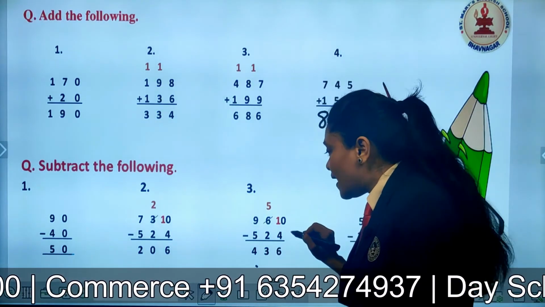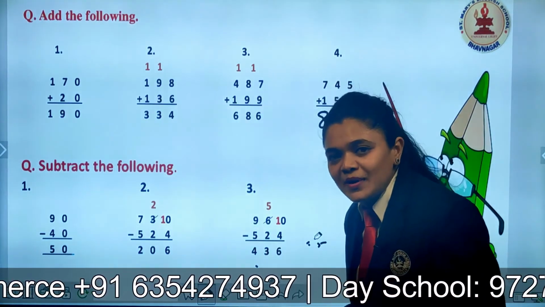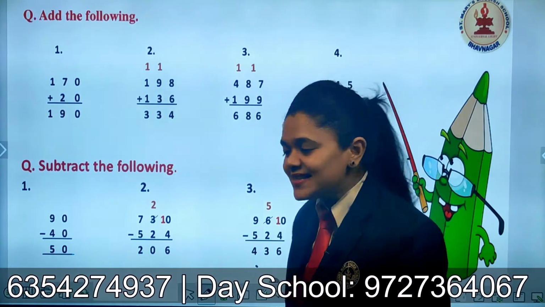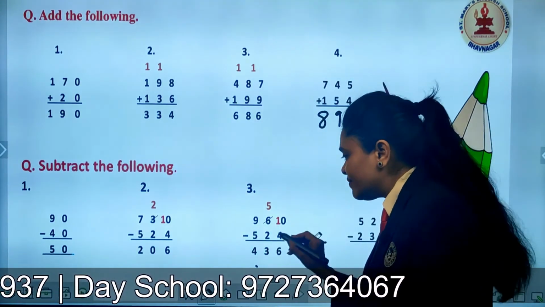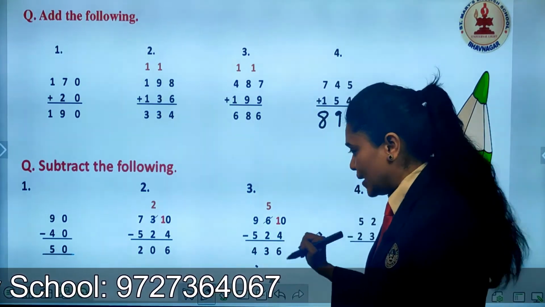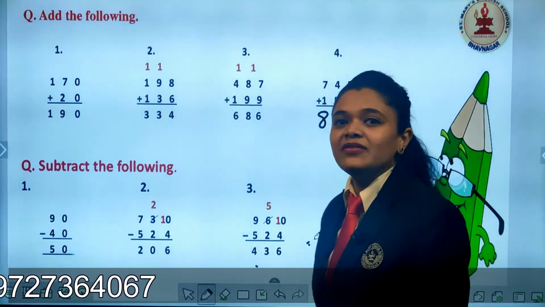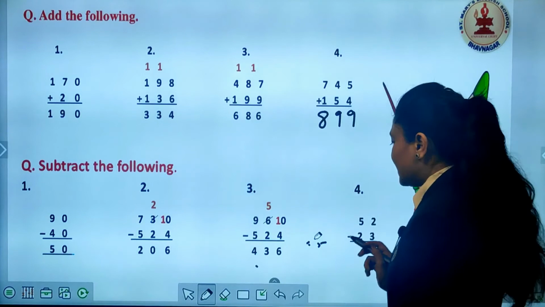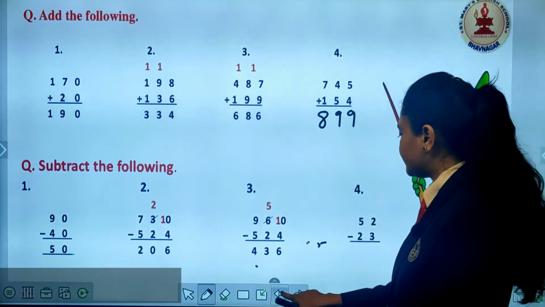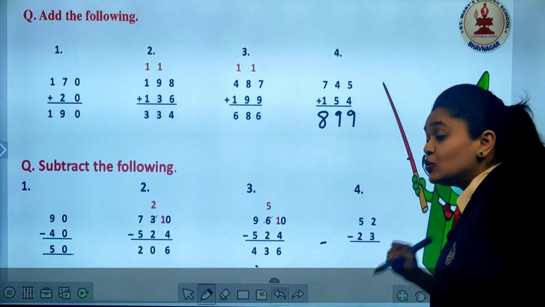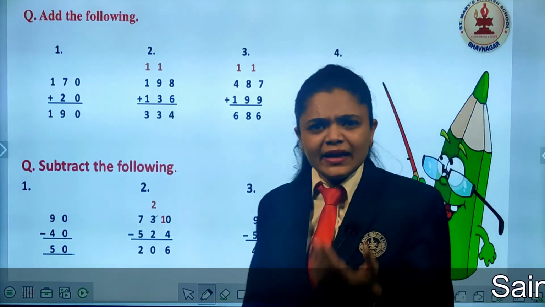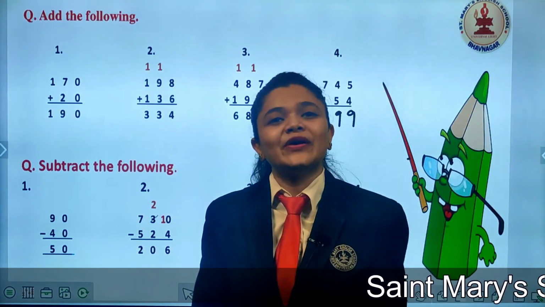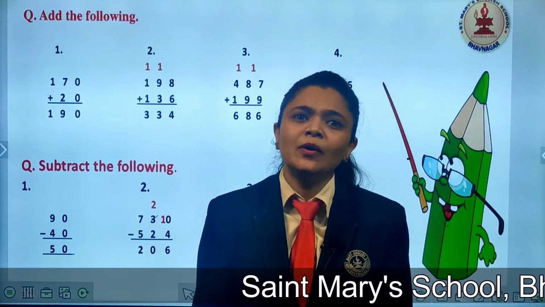So, 10 minus 4, again we got the same number. 10 minus 4 gives us 6. Then 5 minus 2 gives us 3. 9 minus 5 gives us 4. Understood, students? Now, the next number we have over here is 2 minus 3. Can you do it? No. Again, what do you have to do? Yes, you have to borrow.